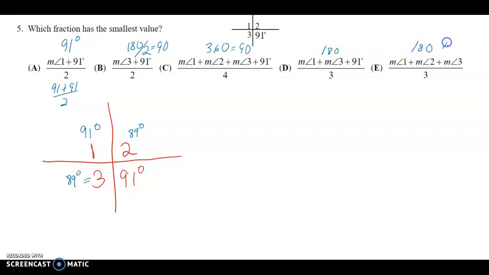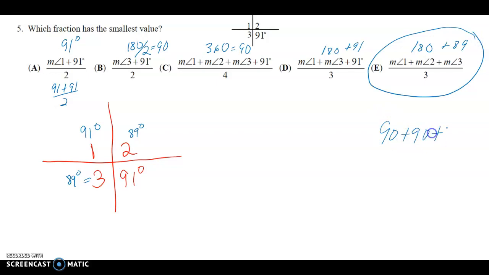plus 89. Without doing the math, I could see that 180 plus 91 has to be bigger than 180 plus 89. And if I'm dividing by 3, my answer has to be less than 90. So this is my choice. Why does it have to be less than 90? I have 90 plus something smaller than 90 divided by 3. My answer has to be less than 90. So without a calculator, without actually finding the value, I know it's smaller than all the values that are given to me before that. So the answer is E.